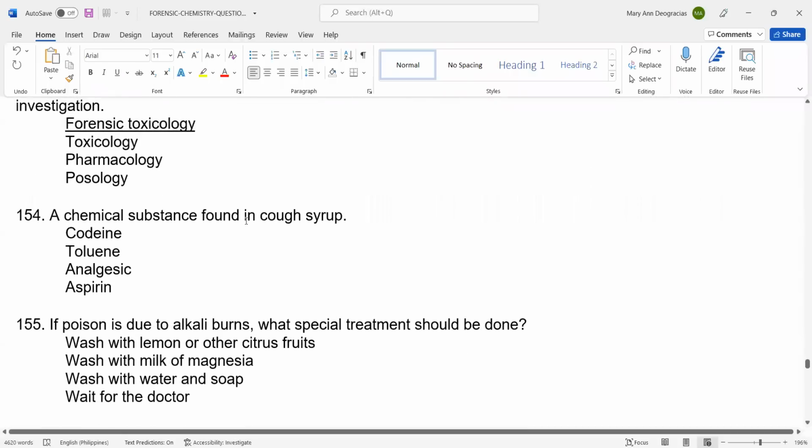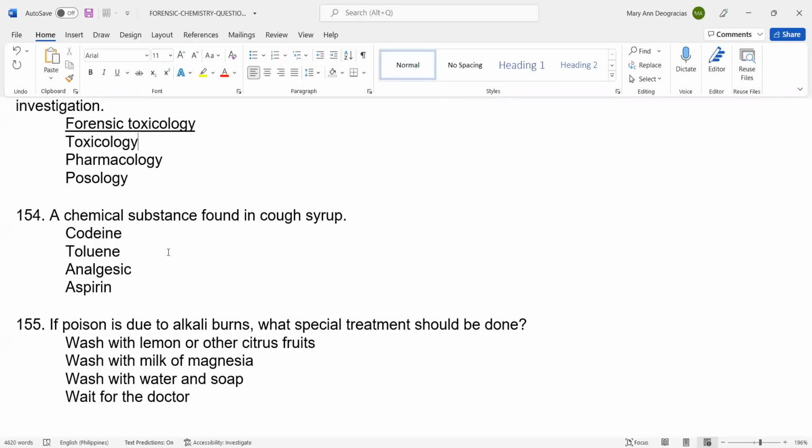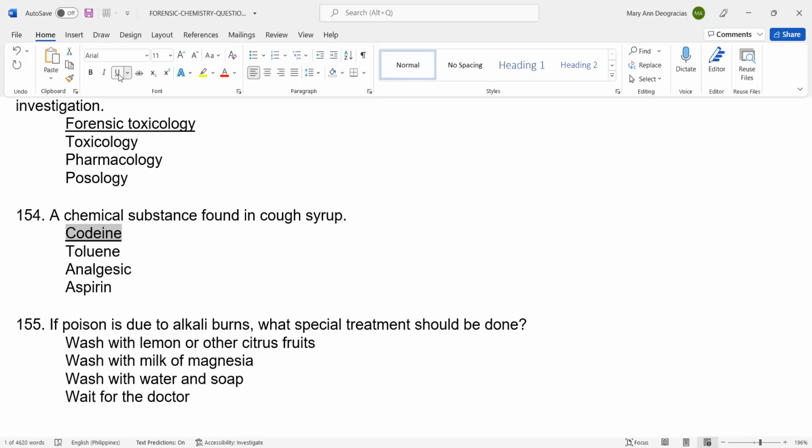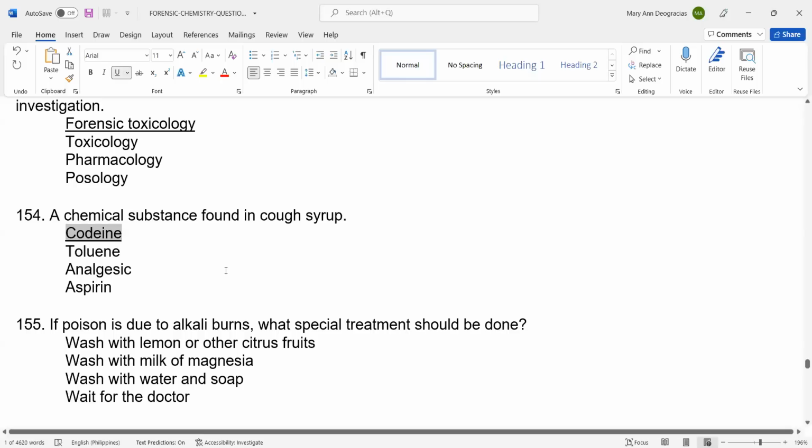Alright. Okay, a chemical substance found in syrup or in cough syrup. So, codeine. Ang toluene kasi, component ng rugby yan, tsaka mga paint, ganyan. Okay, analgesic, aspirin, puro mga gamot yan. Okay. Alright.